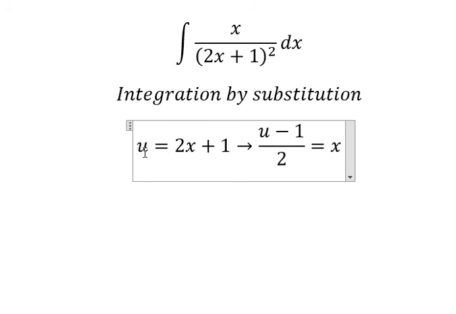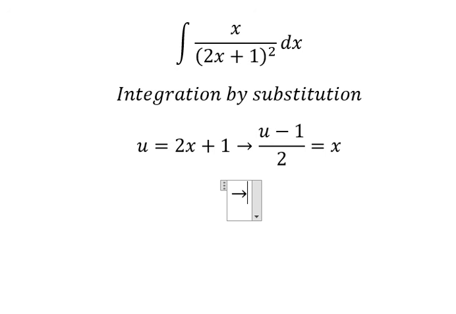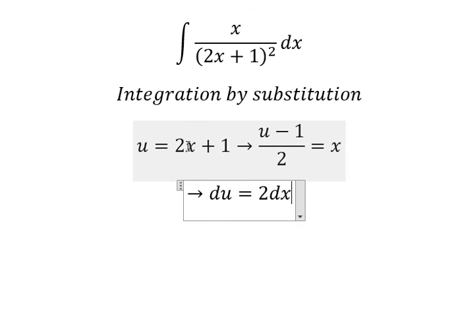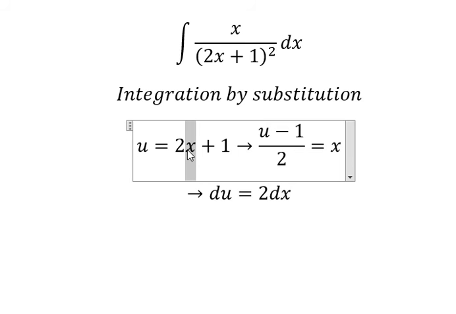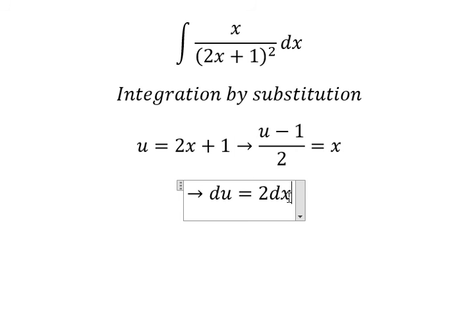Next, we need to do the first derivative for both sides, and we have du equals 2 dx. The first derivative of x, we have number 1. This one is a constant, so you get 0. Next, because we don't have 2 dx, we need to divide both sides by number 2.